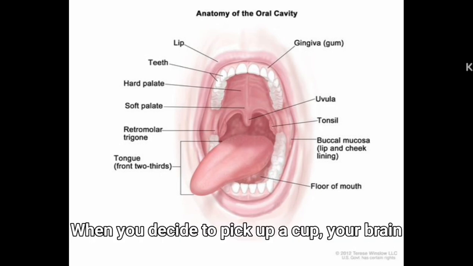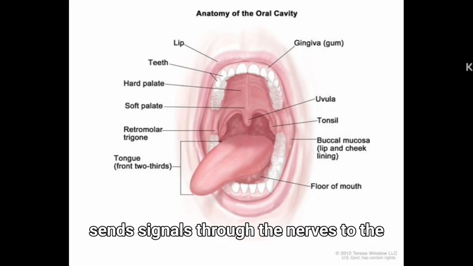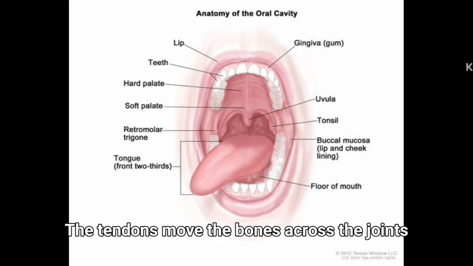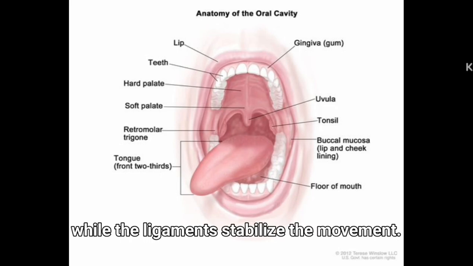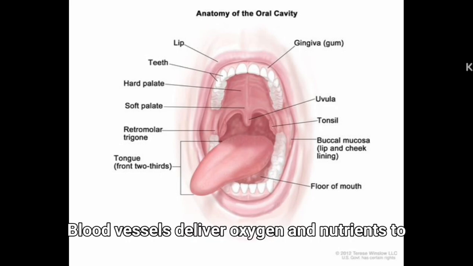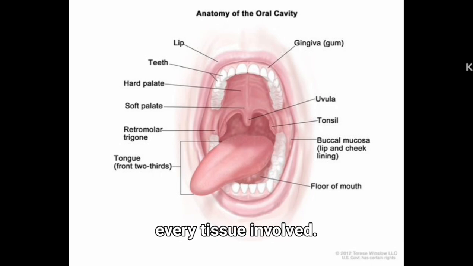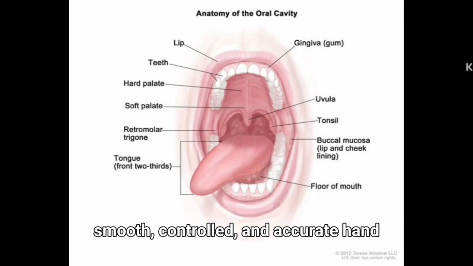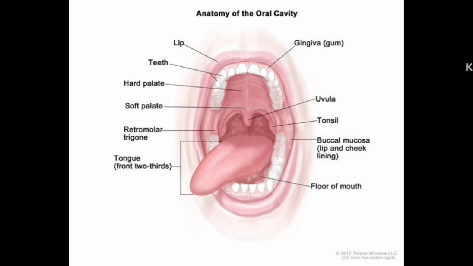When you decide to pick up a cup, your brain sends signals through the nerves to the muscles. The muscles contract and pull on the tendons. The tendons move the bones across the joints while the ligaments stabilize the movement. Blood vessels deliver oxygen and nutrients to every tissue involved. This perfectly coordinated system allows smooth, controlled, and accurate hand movements. Now let's look at some common hand injuries and conditions.